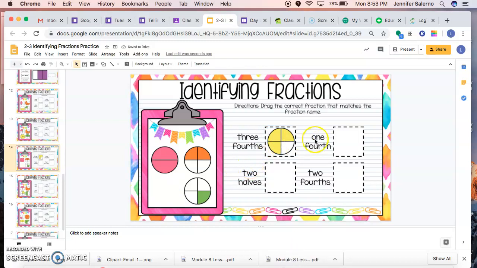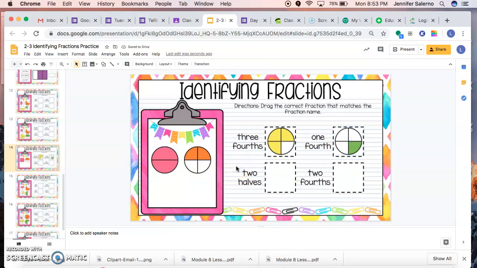Now the next one is 1/4. Again, that fourth. I know I'm looking for a shape that is split into 4s. So we have 1, 2, 3, 4, but this does not have just 1, so it can't be that. 1, 2, 3, 4. This has 1 shaded in, so that's 1/4.